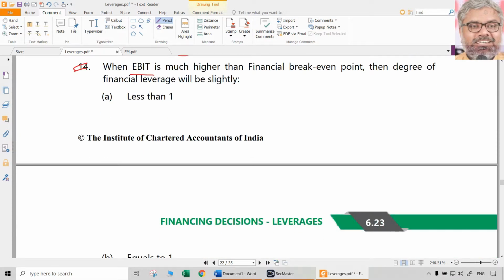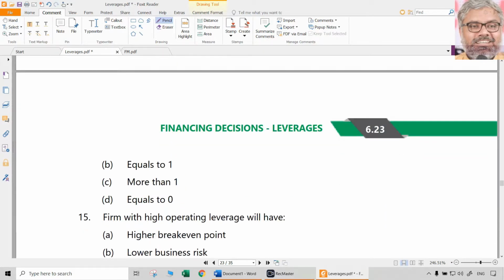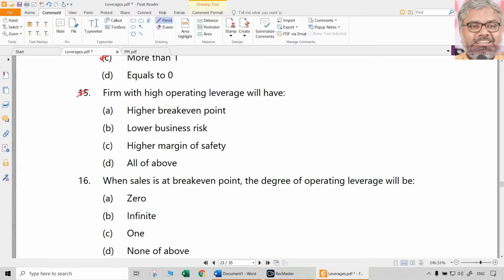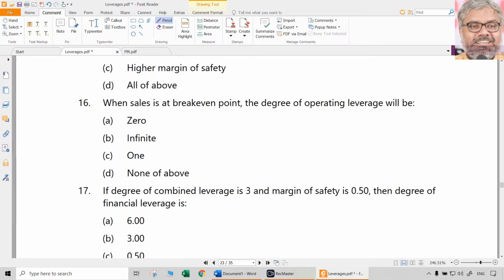14th question: when EBIT is much higher than the financial break-even point, then the degree of financial leverage will naturally be slightly more than 1. So the 14th question answer will be C. A firm with higher operating leverage will have a higher break-even point, yes, not lower business risk but higher business risk, so that is wrong. C, D are wrong. So the 15th question answer is only A.